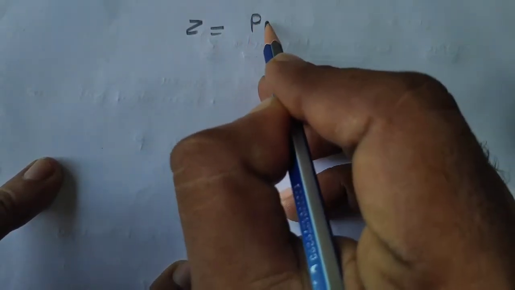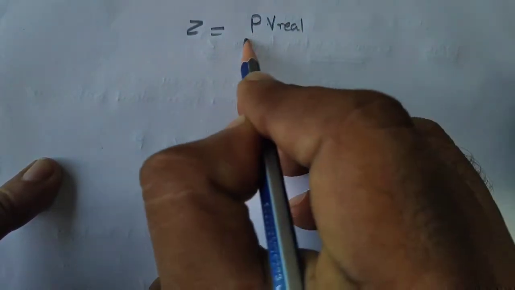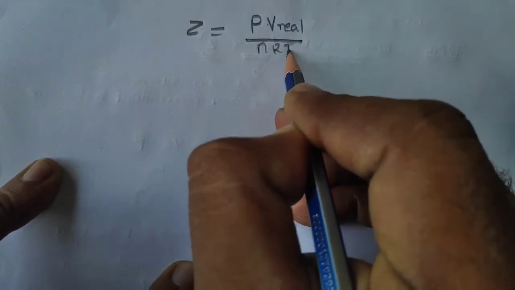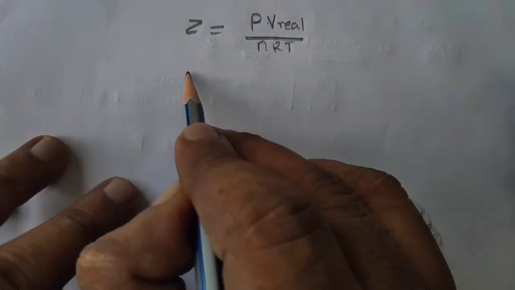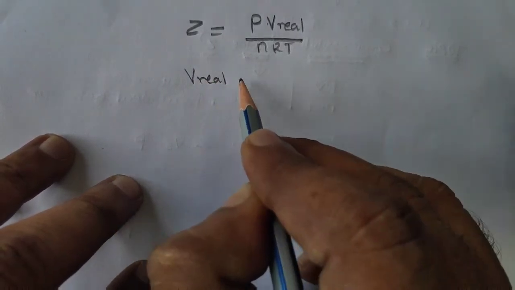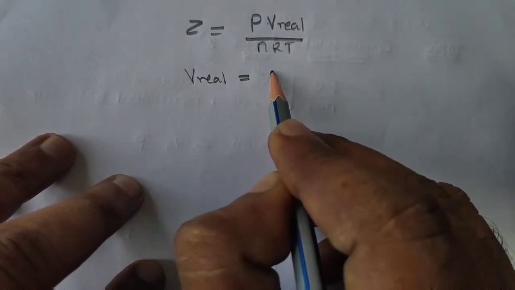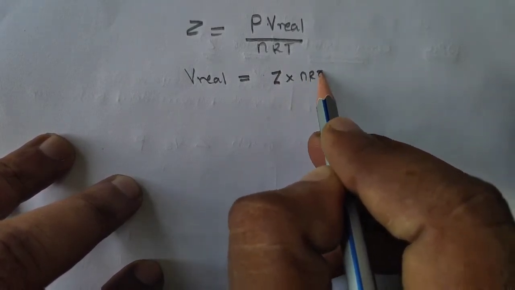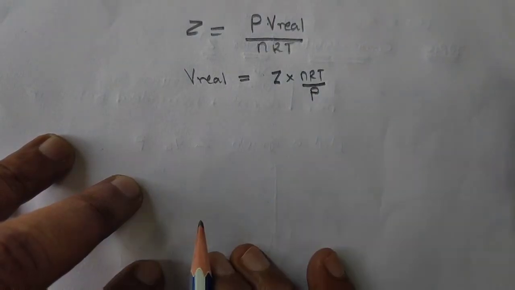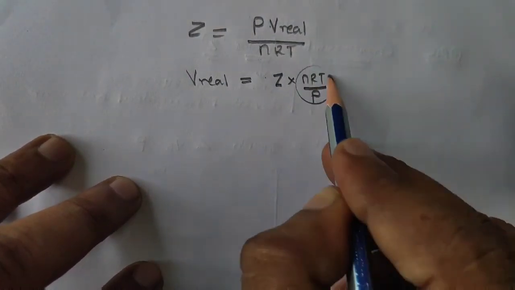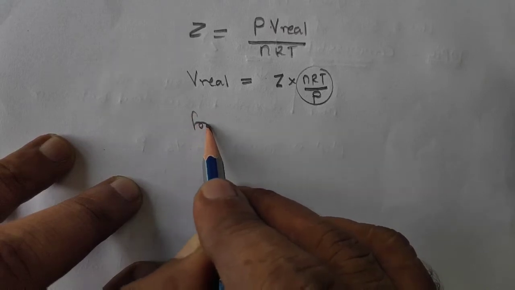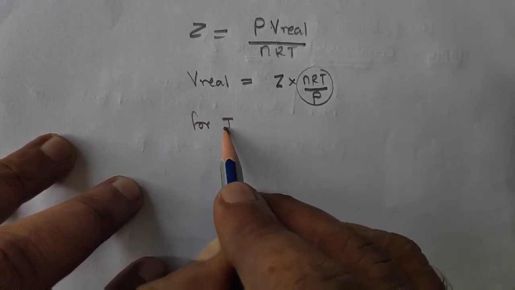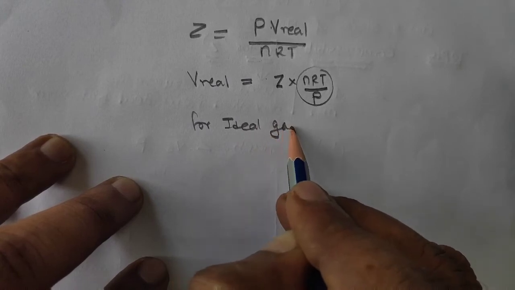Now, if we take the relation Z is equal to PV real upon nRT, right? Suppose I take V real. V real is equal to Z into nRT by P. Now suppose nRT by P is for an ideal gas.